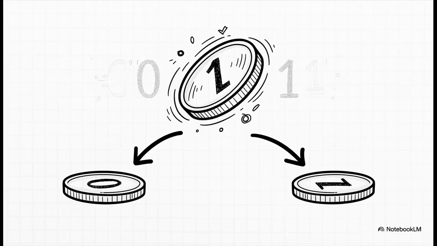A really great way to think about this is a spinning coin. While it's flipping in the air, is it heads or tails? In a very real way, it's kind of both. It only picks a side when it finally lands and we look at it, when we measure it. A qubit in superposition is just like that spinning coin, existing in a cloud of probability.